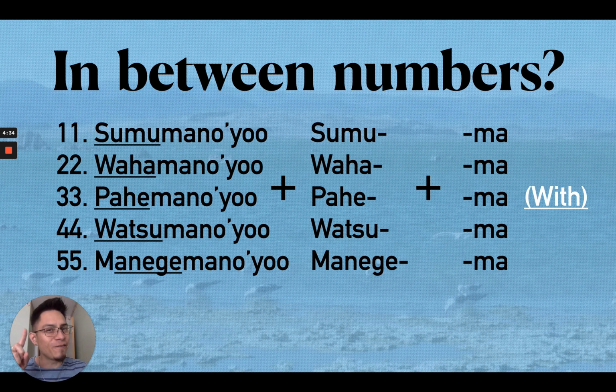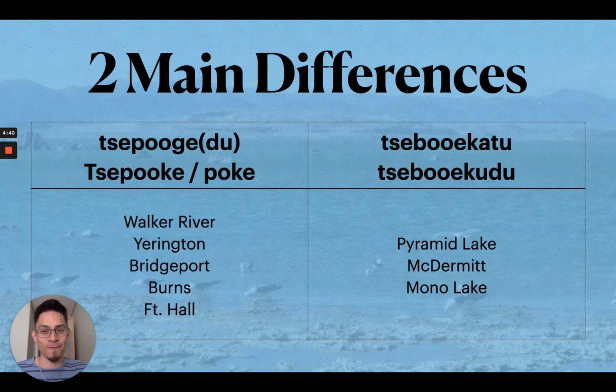But there's one final addition that we need to include, and that is here. But there are two main differences, and I did a little survey asking around different communities about how they form numbers.